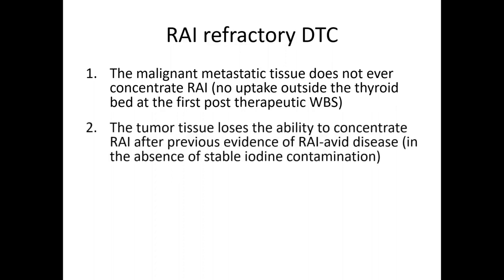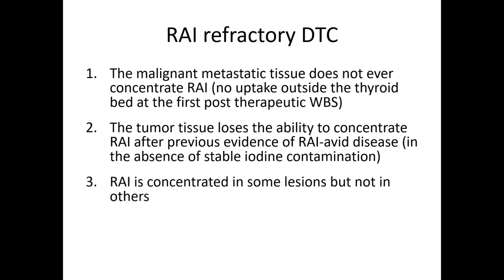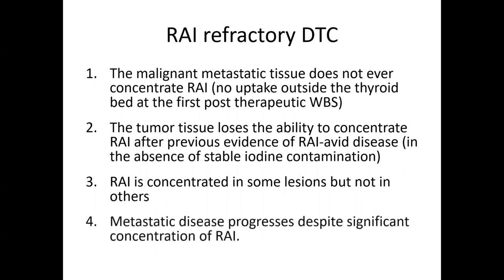The second scenario, where the tumor tissue loses the ability to concentrate radioactive iodine after previous evidence of RAI avid disease in the absence of stable iodine contamination. And the third scenario, the radioactive iodine is concentrated in some lesions, but it is not concentrated in few other metastatic lesions. And the fourth one is where the metastatic disease progresses despite significant concentration of radioactive iodine.